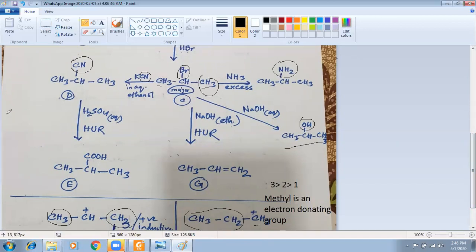Okay, the last one, D, heat under reflux. This is a nitrile, isn't it? This is butane nitrile, with a nitrile group. This nitrile will be heated under reflux for acid hydrolysis. You know that acid hydrolysis of a nitrile will form a carboxylic acid. So the nitrile is turning into a carboxylic acid, CH3CH2CH2COOH.